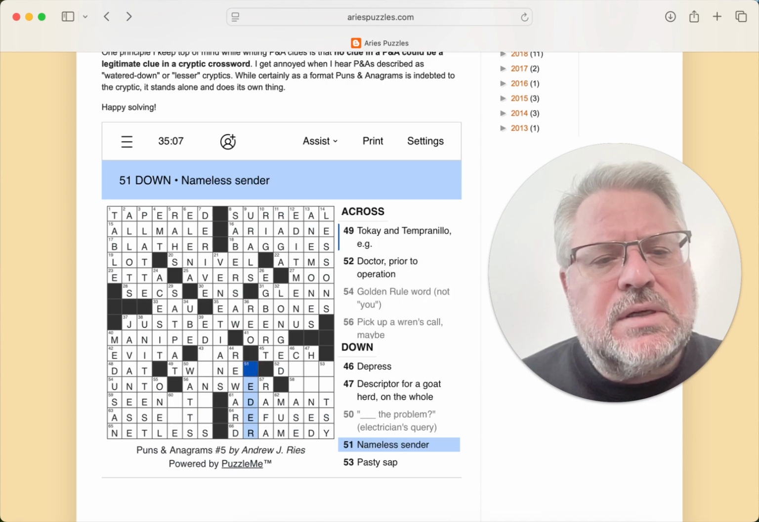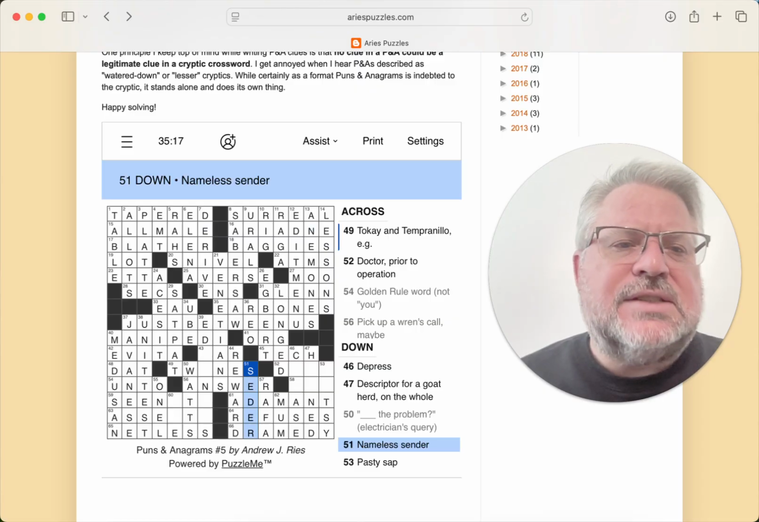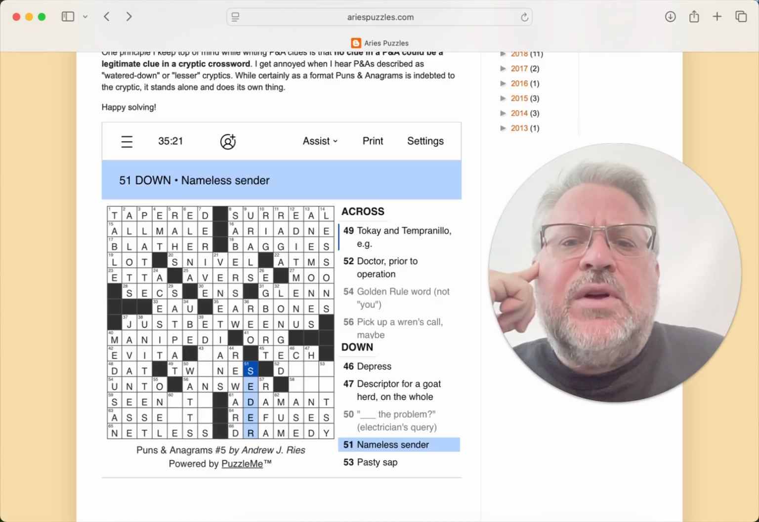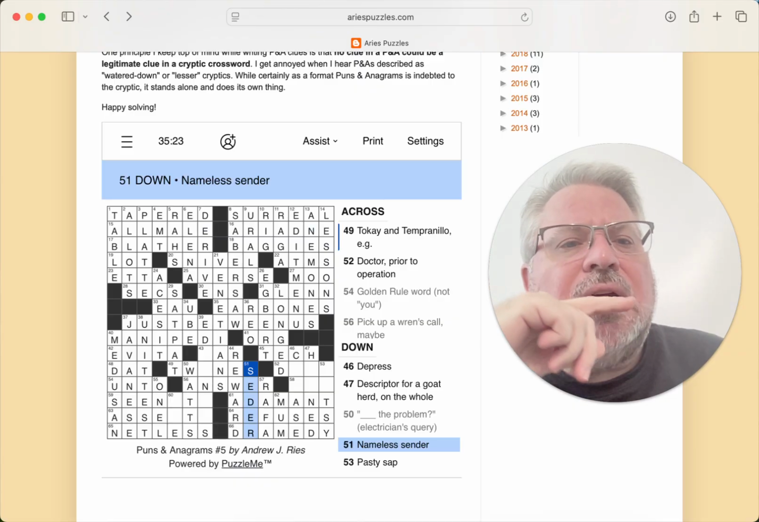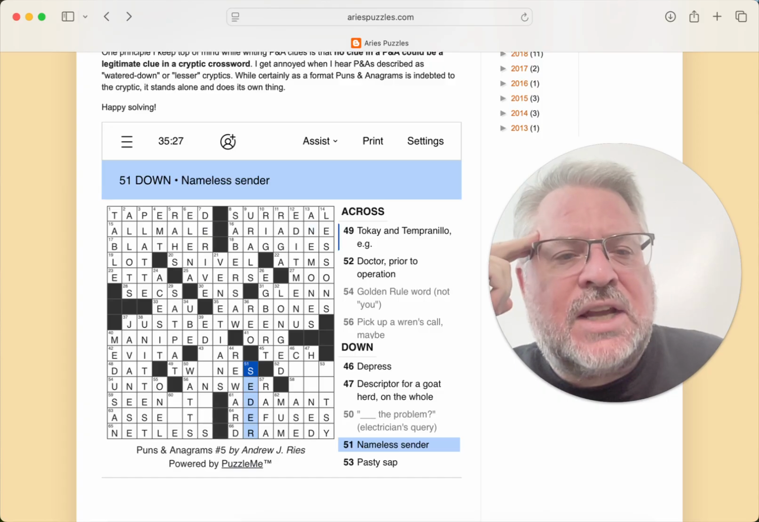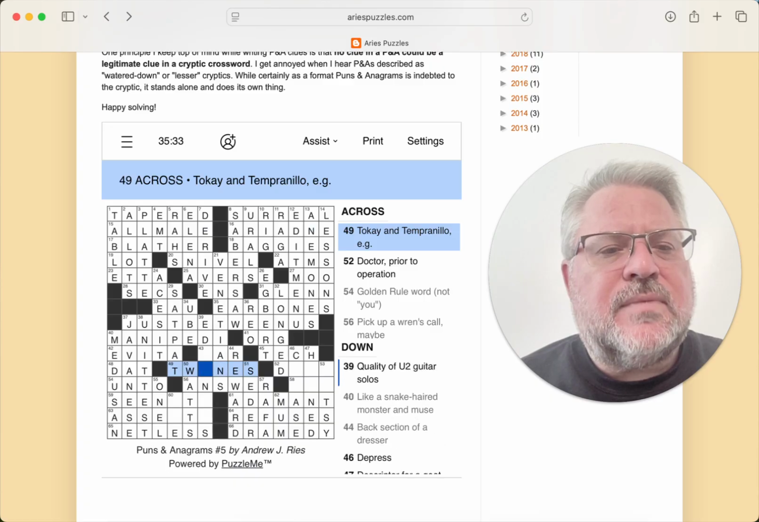Nameless. Is it satyr? I guess, I'm not sure I'm getting this. If name could be abbreviated by the letter N, and we took out just the letter N from sender, we would get seder, which is the Passover meal. So I guess that's right.